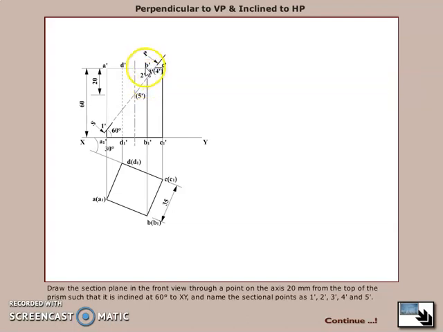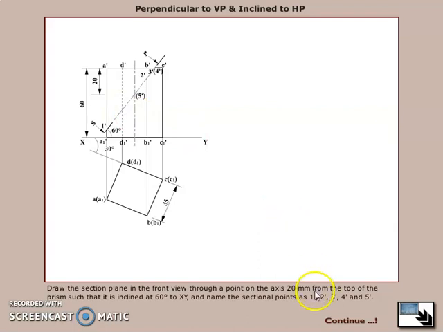Then the third point is on this edge BC, on this line. So we locate point 3 here, and also one more point is here, that is on CD. You can locate the 4th point, and then you can locate the 5th point here. This is not the correct point. Here you can locate the 5th point.